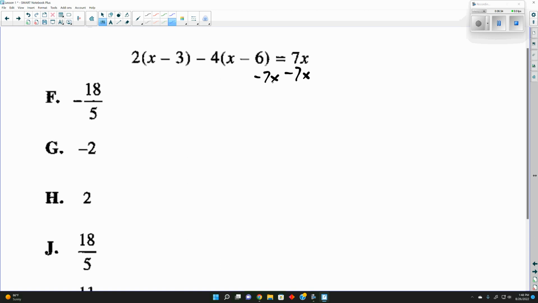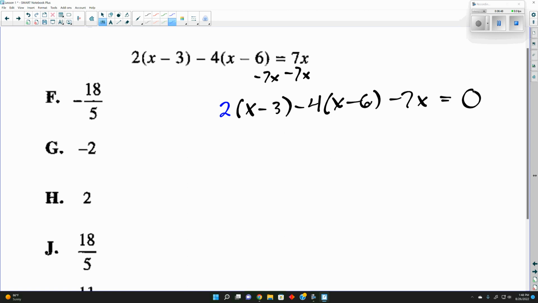I'm going to do this a little different. Let's say we subtract 7x from both sides. I'm not going to combine anything. I'm just going to say 2 times x minus 3 minus 4 times x minus 6 minus 7x. What will this equal? 0, yes?